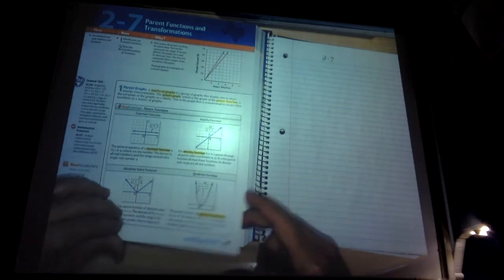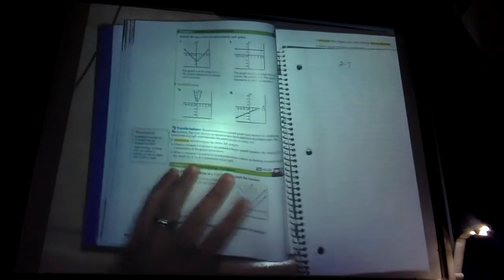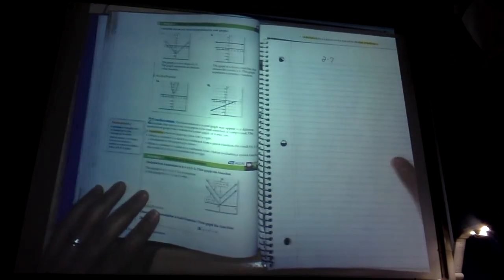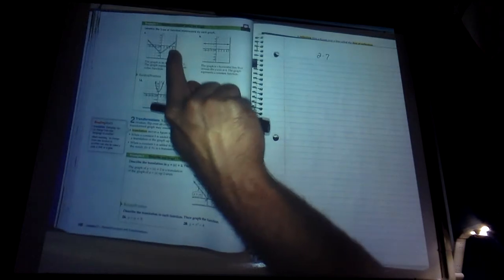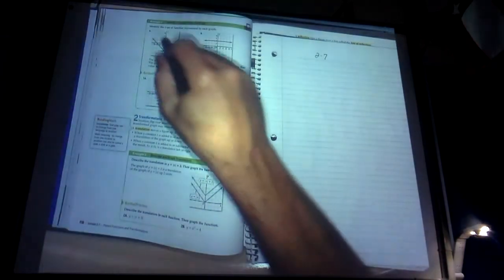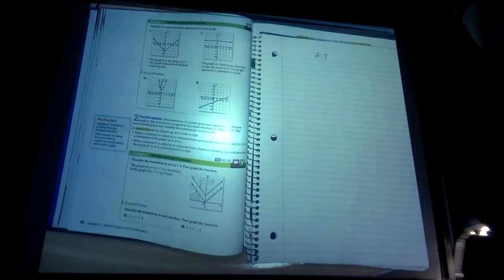Let's keep flying. Let's go to page 110, see what we got going on, okay? This says, identify the type of function represented by each graph based on what you just saw. Well, you know that if it's in the shape of a V, that it's absolute value. So we know right now the parent function for this equation is y equals absolute value of x. Now that's not the equation of that graph, but that's in the same family as absolute value of x.